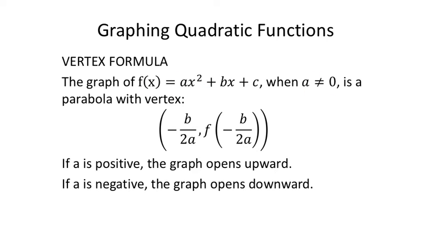Don't worry that it says a is never 0, because if it was, then it's a straight line, not a parabola. So this part is really insignificant because we're dealing with quadratics, but for math nerds it is. Now again, if a is positive here, then the graph opens upwards. If it's negative, then it opens downward. We don't really care about that. We just want to know what the vertex is.